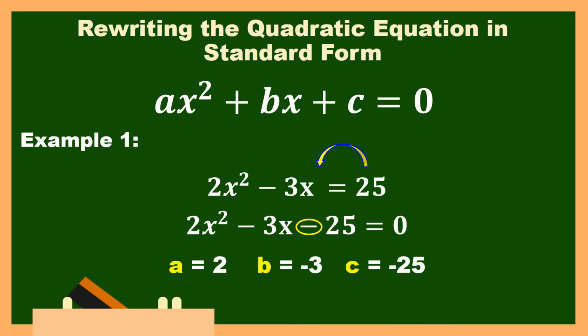And the value of a is equal to 2. b is equal to negative 3, c is equal to negative 25. Saan nagmula si A? Si A ay galing sa numerical coefficient ng ating quadratic term na 2x squared. At ang B naman ay nagmula sa ating linear term o yung numerical coefficient ng ating linear term na negative 3. At ang C dito ay siya yung constant term natin na negative 25.